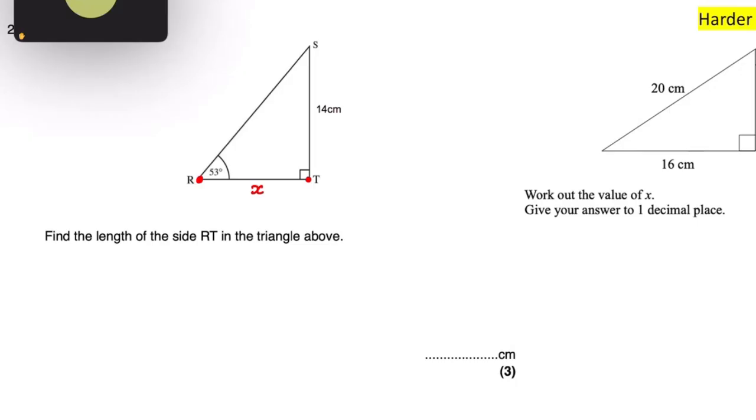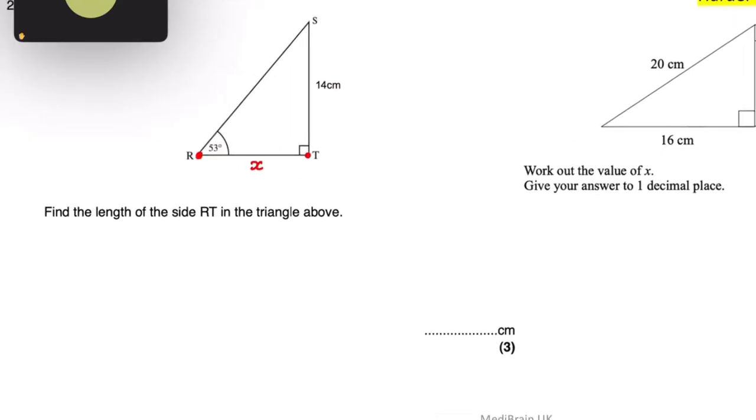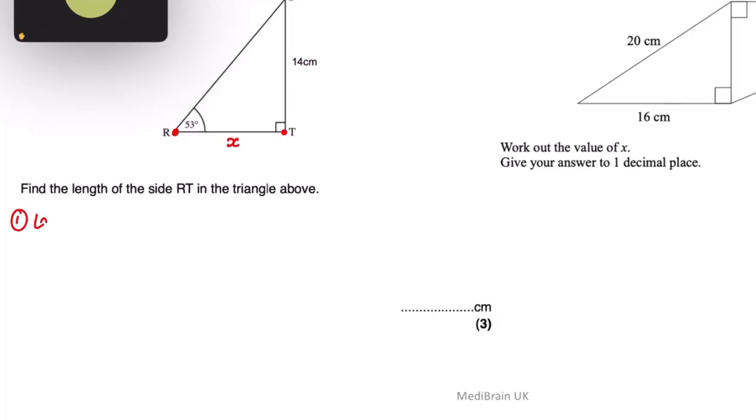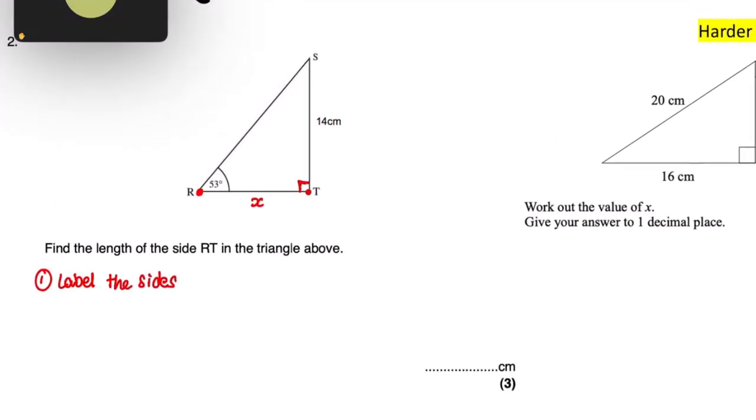Okay, that's our X. So we've labeled what our X is. And remember, with any trigonometry question, step one is going to be label the sides. So we're going to label the sides. Okay, so we've got our right angle over here. The side which is opposite to the right angle is going to be the hypotenuse, because that's the longest side in the triangle. The angle is over here, 53 degrees.